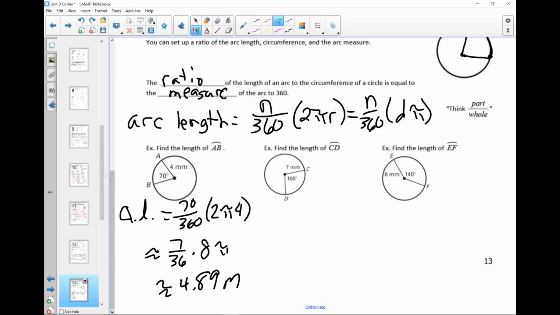Example 2. Our radius is 7. Our central angle is 100. So we're going to do 100 over 360 times 2 pi r. Well, 2 times 7 is 14. So we're going to have 14 pi. Simplify, multiply that out. We get approximately 12.22 millimeters.